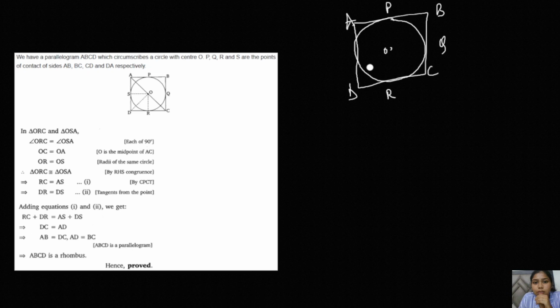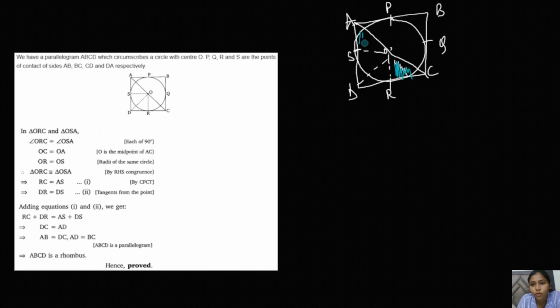First of all, we just draw the point like this. Now these are the radiuses as well as tangents. So in triangle ORC, we will consider triangle ORC. This is the particular triangle ORC. Let's shade it with another color to avoid confusion. This is triangle ORC and the other one is triangle OSA. This is your triangle OSA.